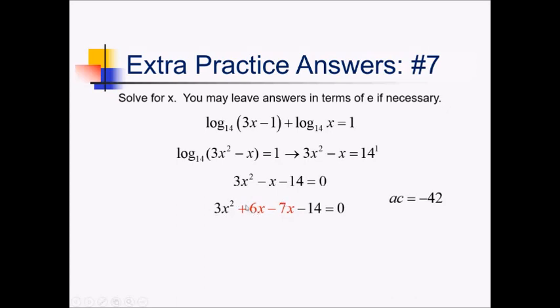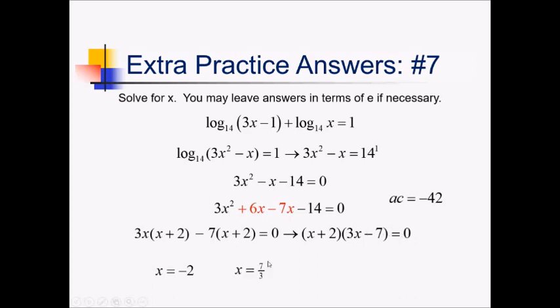So the 3x squared and the 6x, I can factor a 3x out of both of those, leaving me with x plus 2. And for these next two here, I can take out a negative 7, leaving me with also x plus 2. Factoring out the x plus 2, that leaves me with 3x minus 7 as the other parentheses. And now I can set each of these equal to 0 and actually solve for x. So x plus 2 equals 0, that means x is negative 2. And 3x minus 7 equals 0. Well, if you add 7 and divide by 3, you've got 7/3.